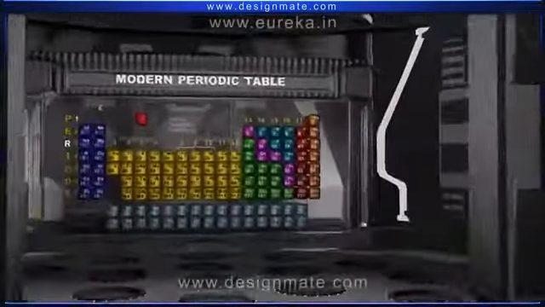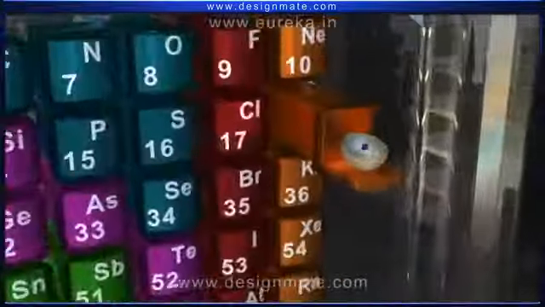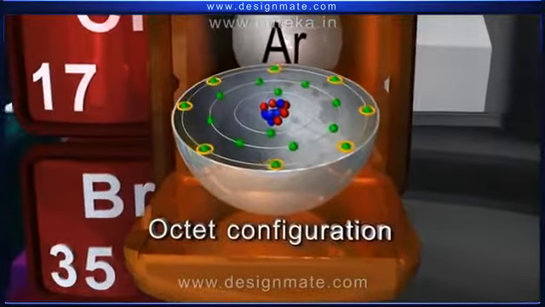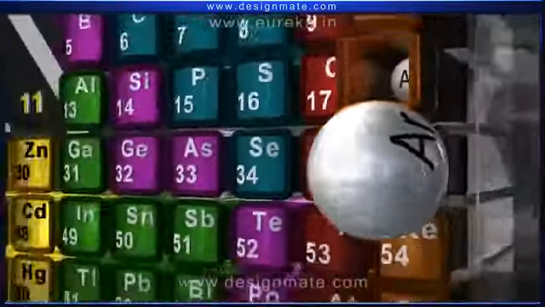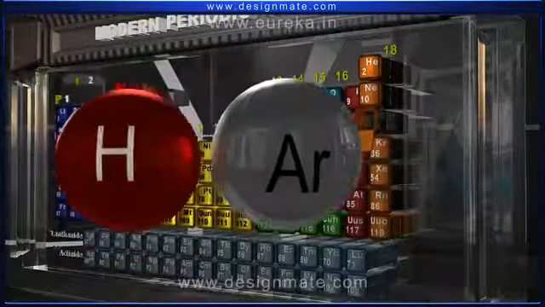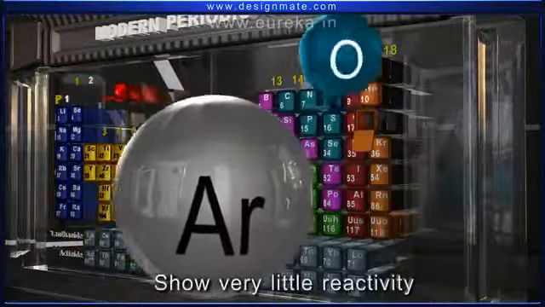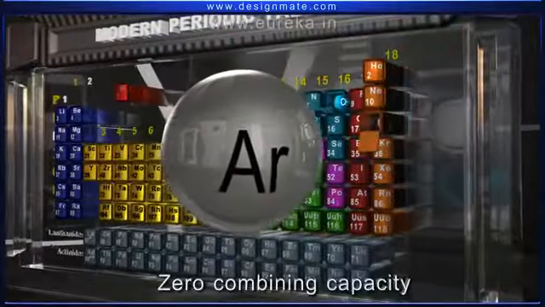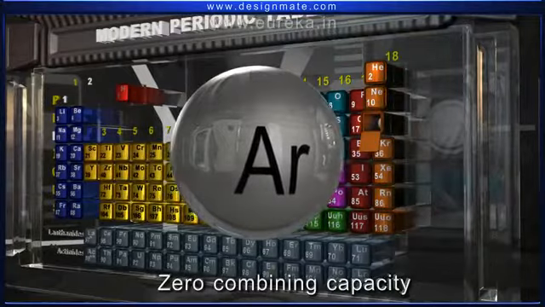The elements with completely filled outermost orbits containing 8 electrons are said to possess an octet configuration. Such elements do not combine with other elements easily, and hence show very little reactivity. Therefore, they are said to have a zero combining capacity.